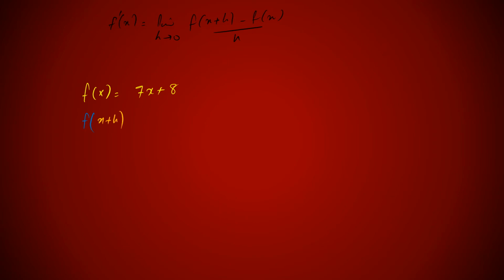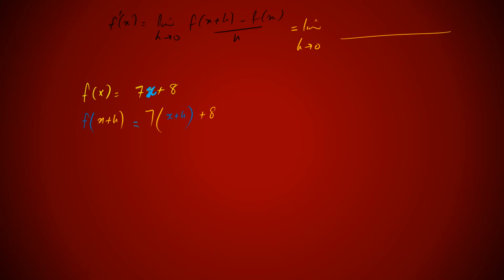What does it mean? It means that in the question, wherever you have the x will be replaced by x plus h. So what will you write? You will write 7 as it is. Then in place of x you will write x plus h. And then what is left in the question? That is plus 8. Now you have f of x, and you have the value of f of x plus h. Write it in the formula.